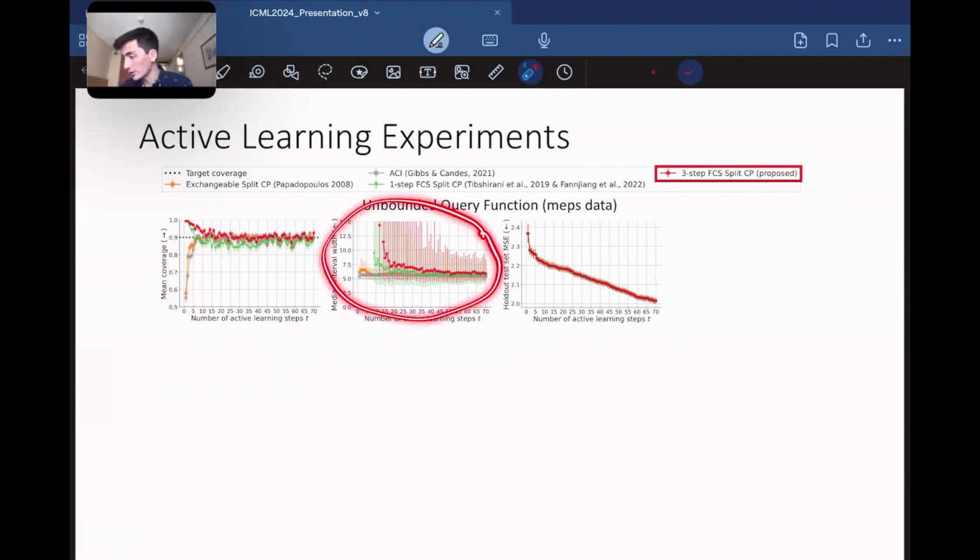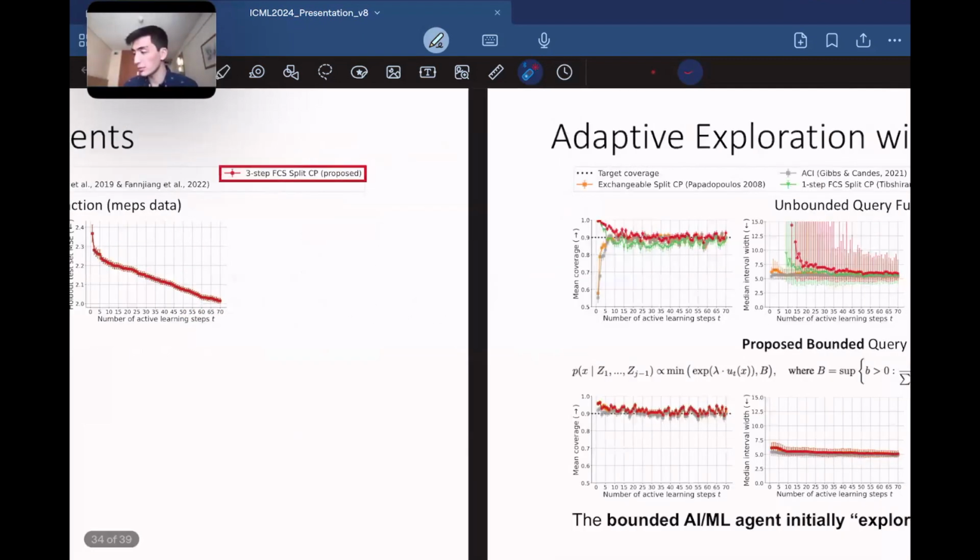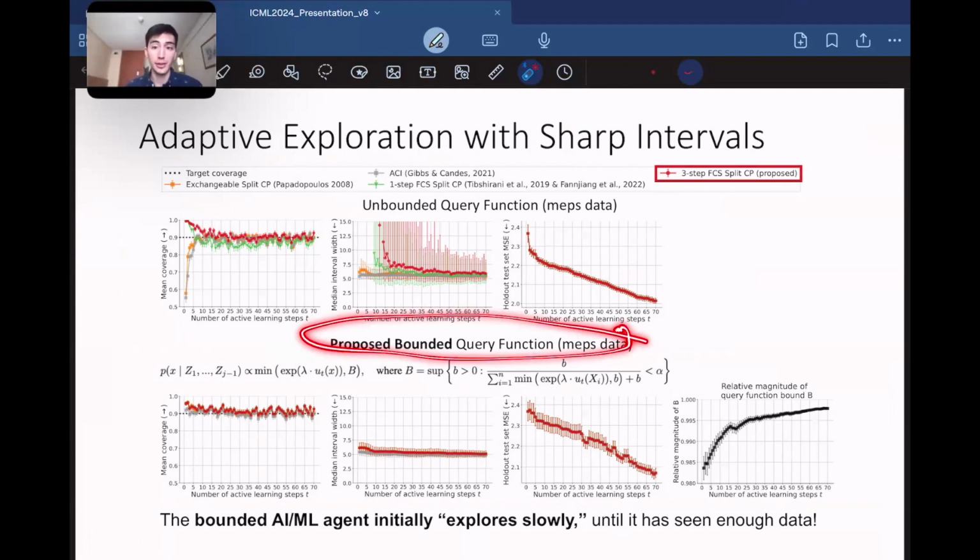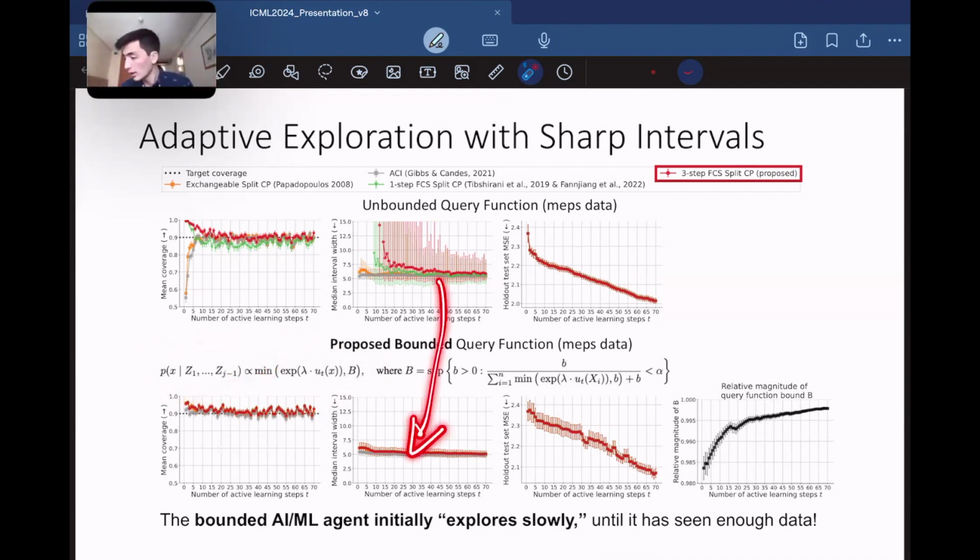However, this is initially with overly large non-informative intervals. And so we look at, can we actually modify the query strategy of the AI ML agent to maintain sharper and more informative interval widths? And so what we do is basically just bound the magnitude, so we don't put too much probability density on selecting certain points. This enforces much more informative and sharper intervals that can be more useful in practice, rather than a non-informative interval, which is basically just saying, I don't know.